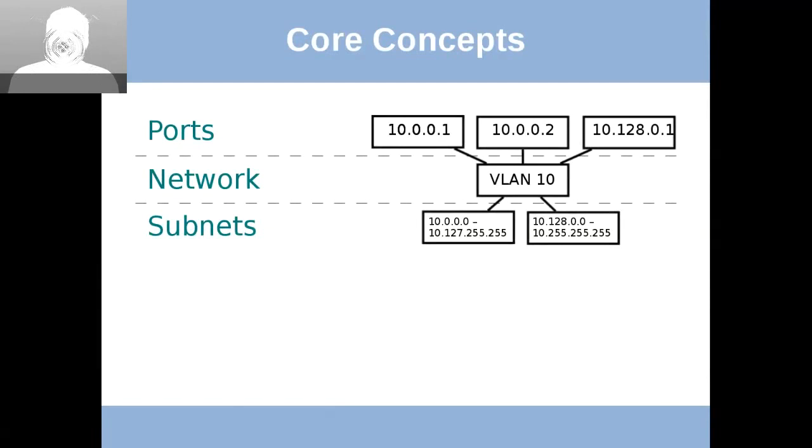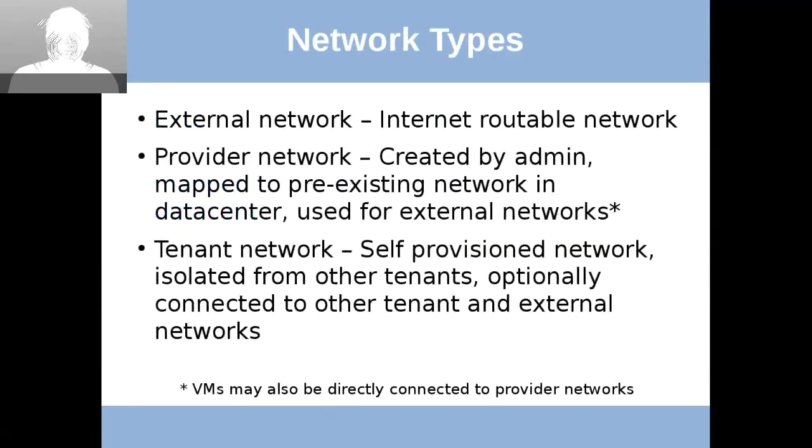And you can see the relations here. Basically, you can have many ports connected to a single network, and then again many subnets connected to that same network. In this specific example, the first two ports are connected to the VLAN 10 network, and you can see that they belong to the first subnet, and the third port would be connected to the second subnet. All right. Next slide.